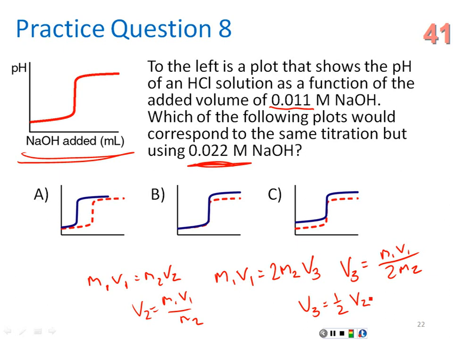Now what choice shows that? That is choice A. If you call this 1, this would be approximately 1/2 to reach the equivalence point. So that's a way you can use these titration type questions in more of a conceptual manner.